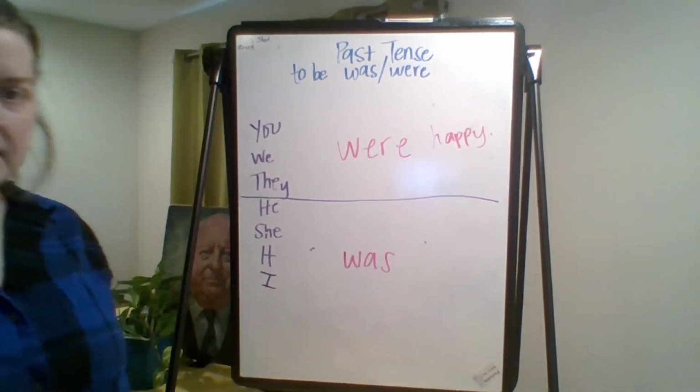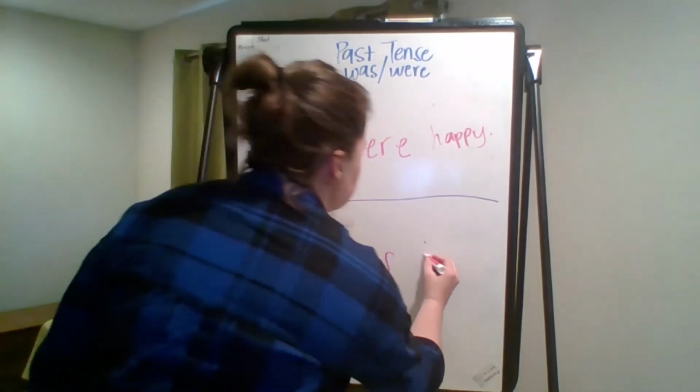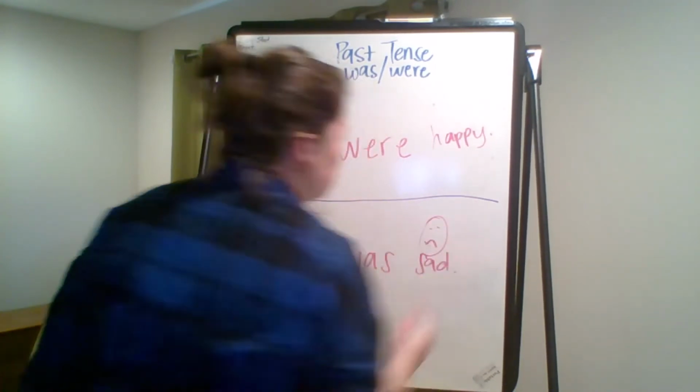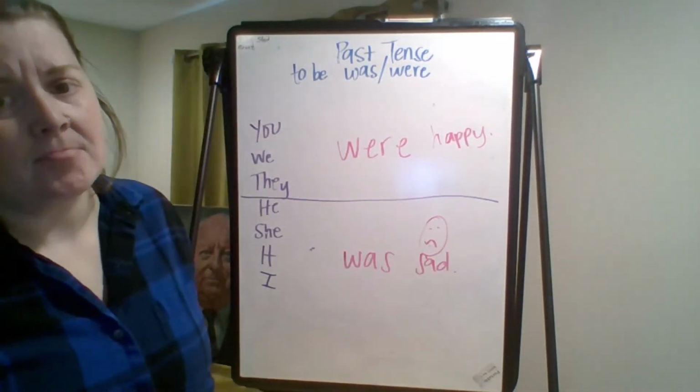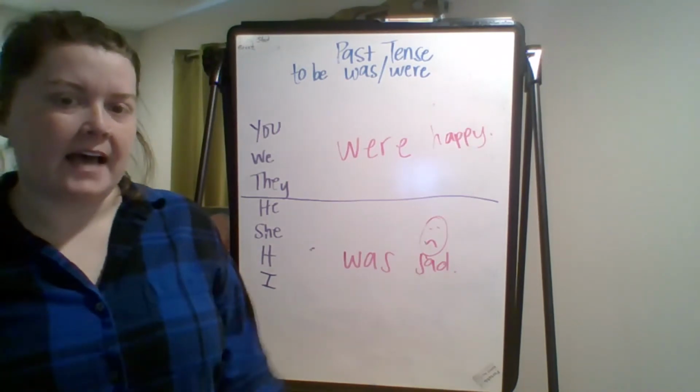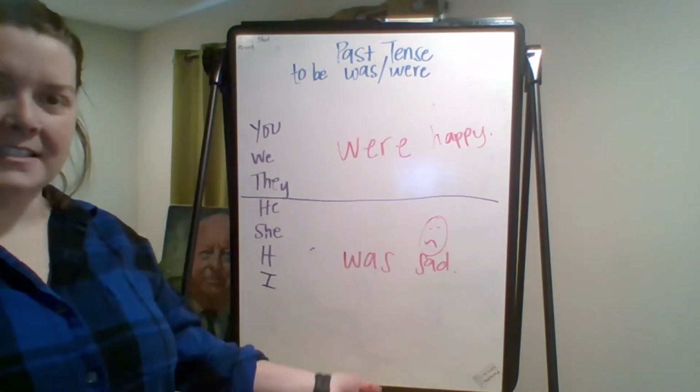Okay? So if it's he, she, it, or I, then you use was. He was sad. Let's do this. He was sad. She was sad. It was sad. I was sad.